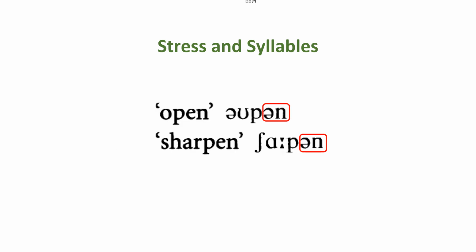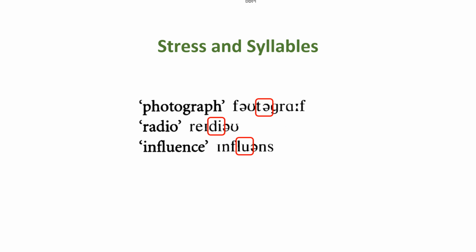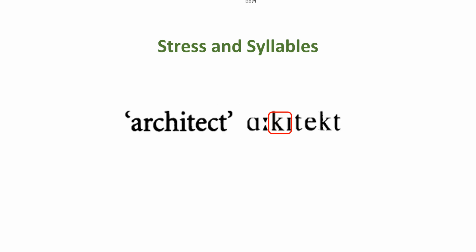Weak syllables can also have a coda with the schwa vowel, as in the words open, sharpen. Within words, weak syllables can feature the aforementioned vowels as peaks without codas, such as the second syllable in photograph, the second syllable in radio, the second syllable in influence. Additionally, the vowel I can be a peak without a coda if followed by a consonant.